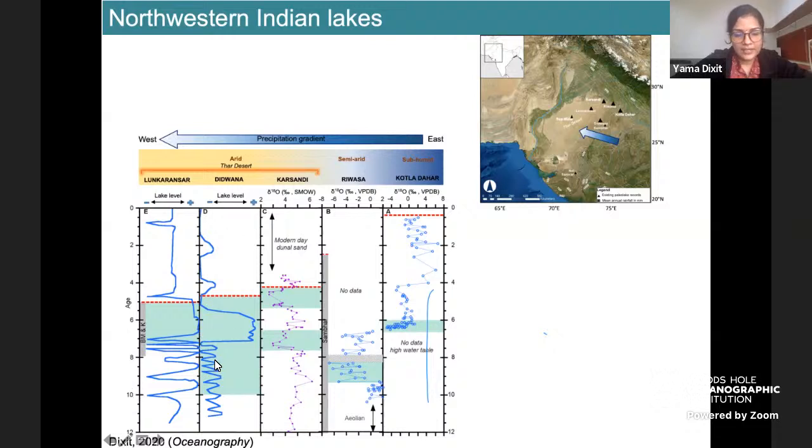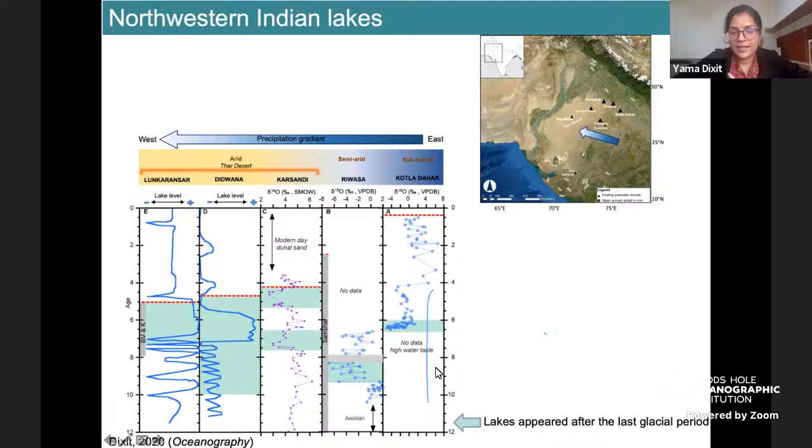And there's Didwana Lake, where these are lake levels inferred from pollen and carbon isotope records. Now, this is not my work. This is from previous researchers, and they've been attributed in this paper that came out in 2020. And Lunkransar is a lake here in the Thar Desert, and these are again lake levels from pollen records and carbon isotope data. What is interesting to see is that all of these lakes, Karsandhi and all the lakes in the Thar Desert, appeared after the last glacial period.